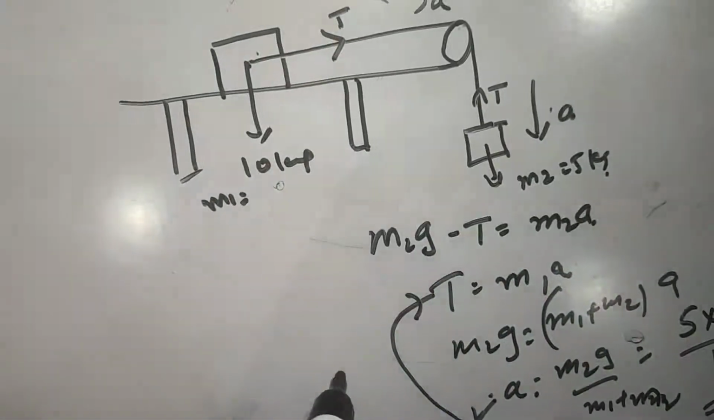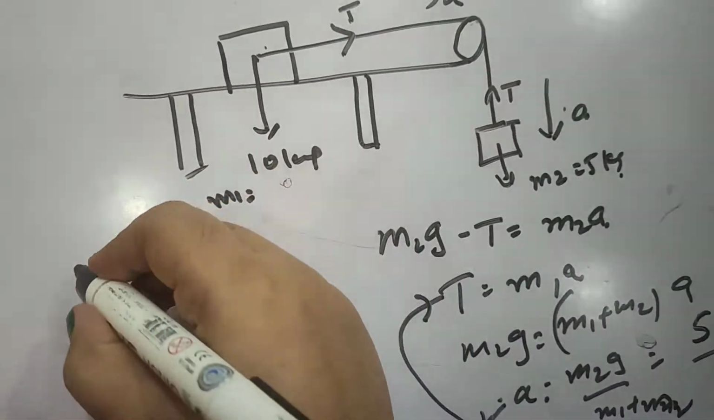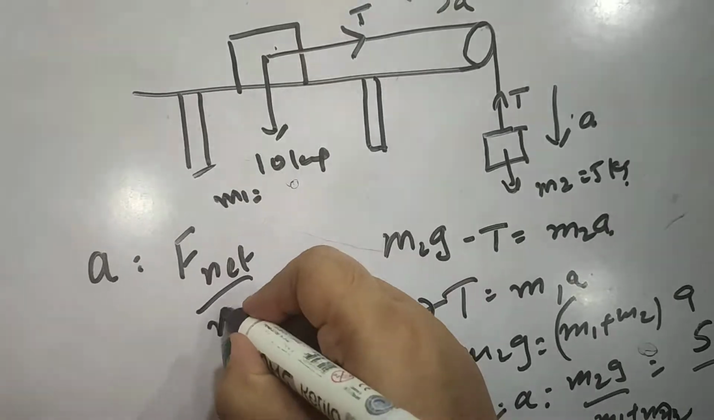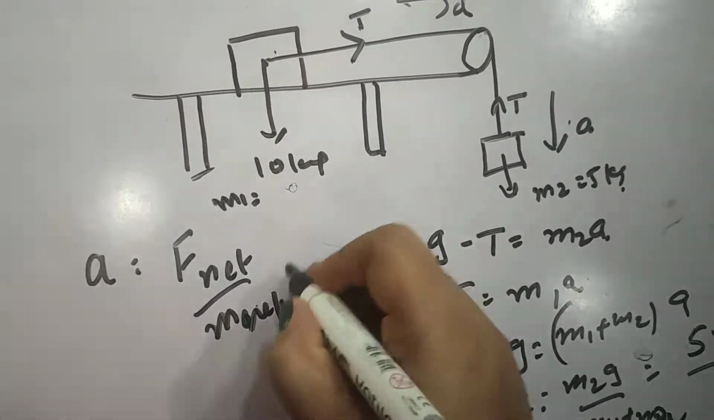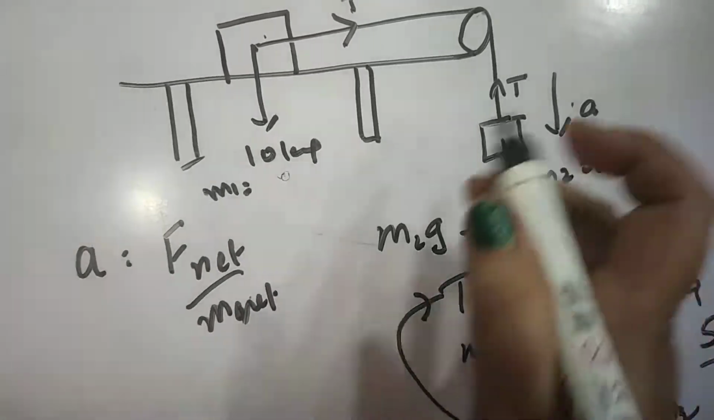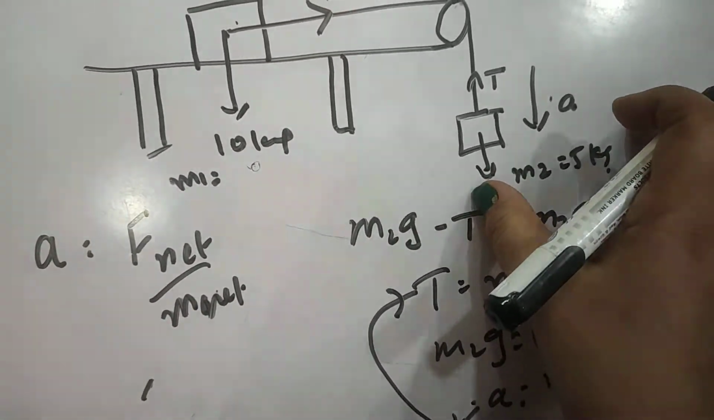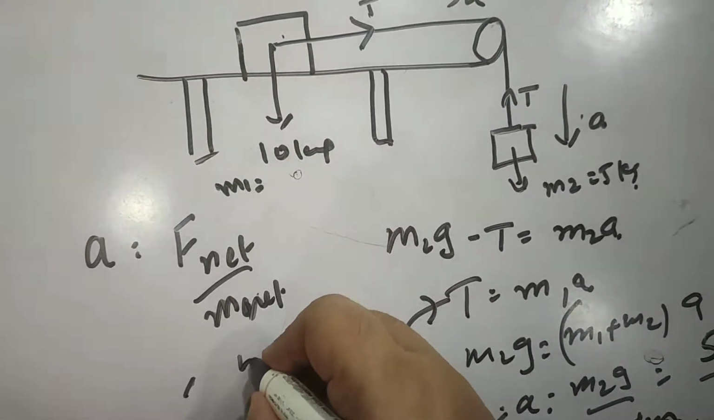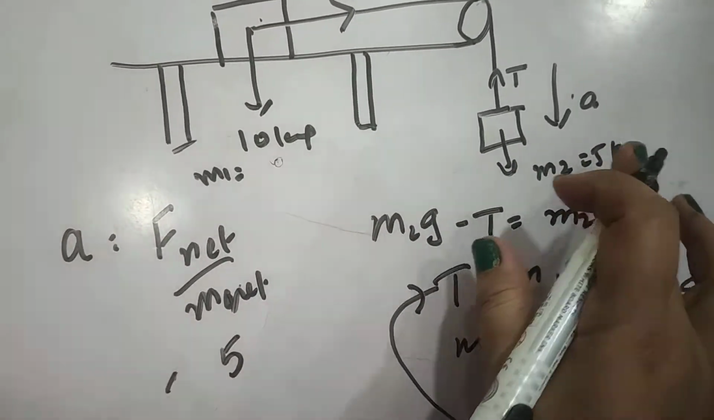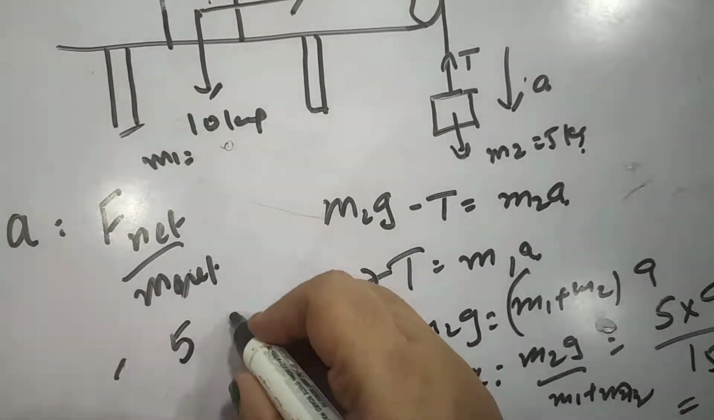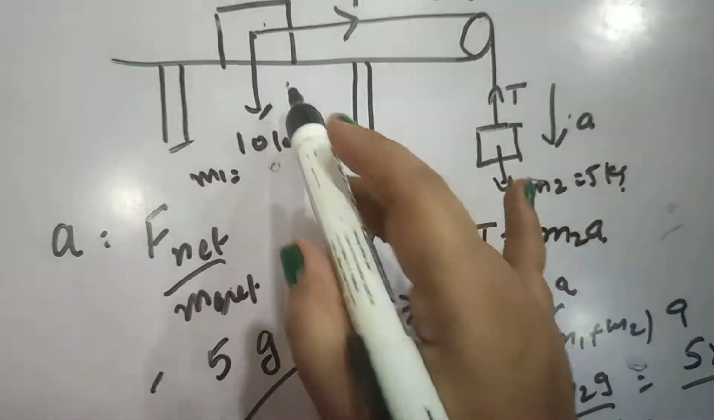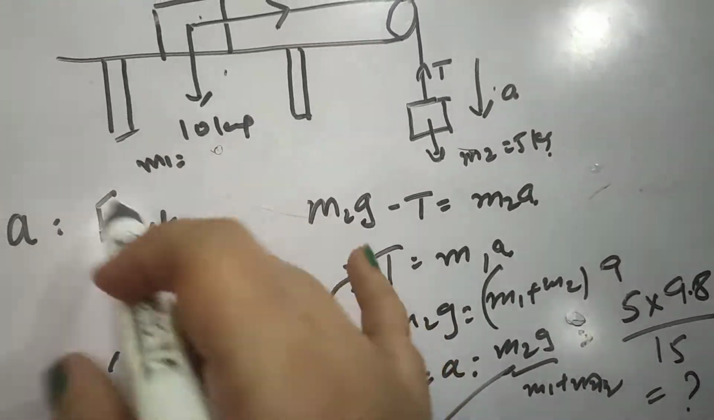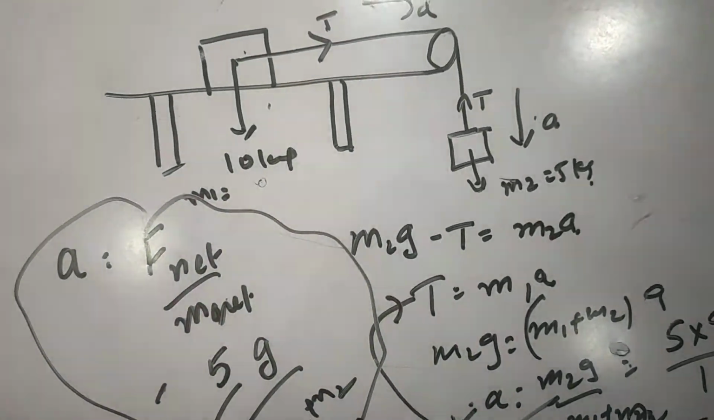Here one shortcut method is there to find the acceleration. We know that acceleration is equal to force upon mass, so we write net force upon net mass acting on the system. Since the force here is only due to the 5 kg mass, because due to this force only the acceleration occurs in this mass and in this mass also, the net force is 5 kg weight, that is 5g Newton, and the total mass is m2 plus m1. Again you can see here the same expression occurs.